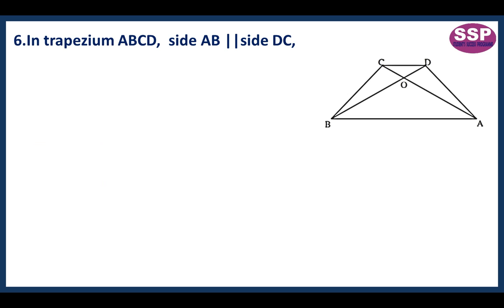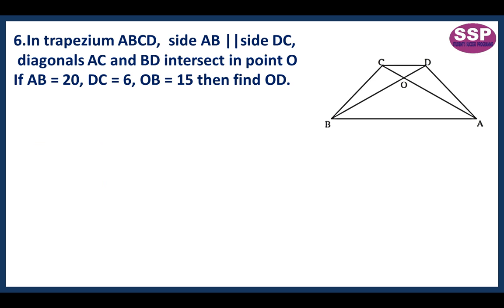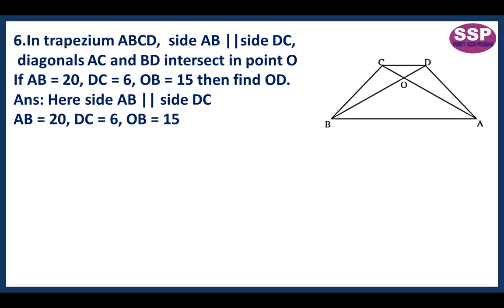Next problem. In trapezium ABCD, side AB is parallel to side DC, and diagonals AC and BD intersect at point O. If AB equals 20, DC equals 6, OB equals 15, then find OD. Solution. Here, side AB is parallel to side DC. AB equals 20, DC equals 6, OB equals 15.